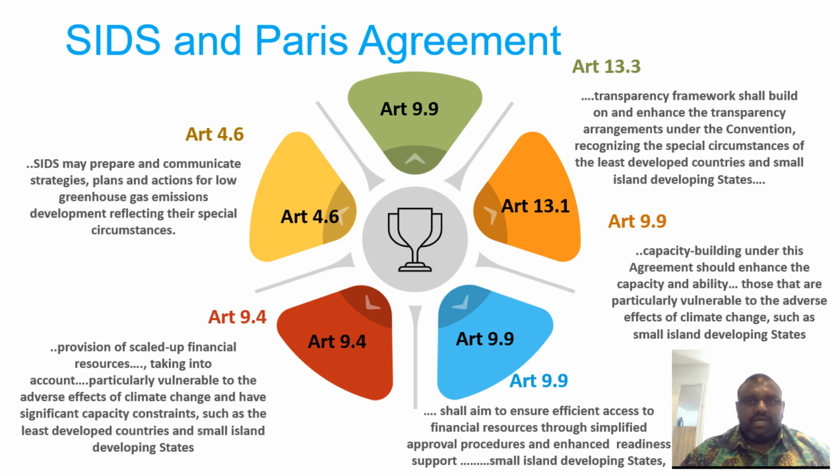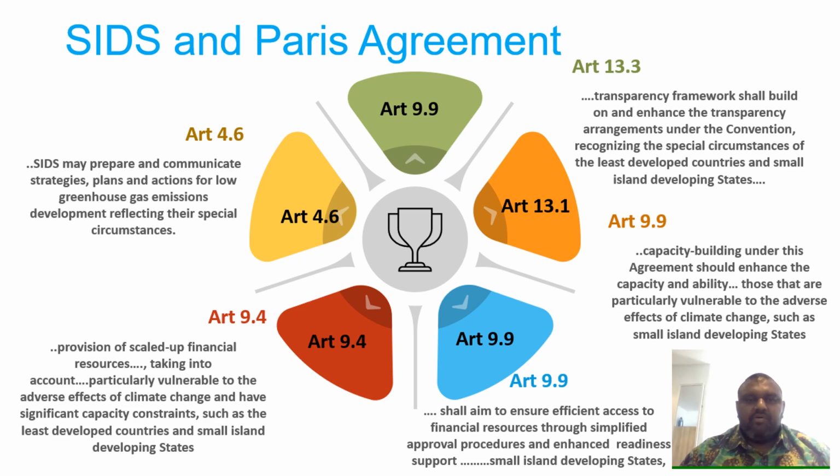Let's explore these articles in a bit more detail. Article 4.6 states the least developed countries and small island developing states may prepare and communicate strategies, plans, and actions for low greenhouse gas emissions, reflecting their special circumstances.